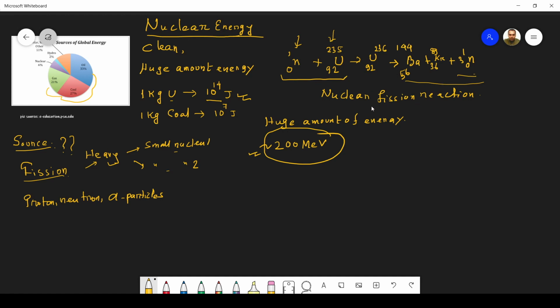Why is this nuclear fission reaction important? Nuclear fission reaction is important because such reactions can generate a lot of energy, and this energy is used in the generation of nuclear power. Okay, so that is what we learned in the last video. So now the question is, why is so much energy generated in a nuclear fission reaction like this? About that we are going to learn here.